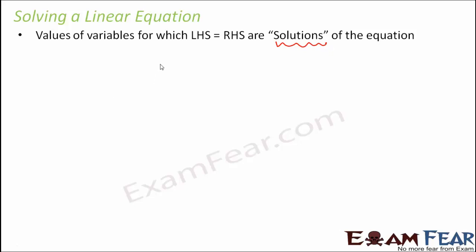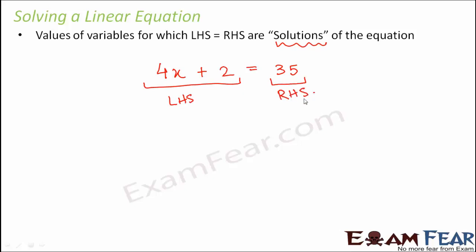So let us take an example. Let us say we take this linear equation, 4x plus 2 is equal to 35. Right? So this side is LHS and this side is RHS. Now for RHS the value is 35, which is going to remain constant always, but for the left hand side the value of x is not known. But there will be a certain value of x for which the left hand side will be equal to the right hand side, because the equation itself says that the value of x should be such that this relation holds true.